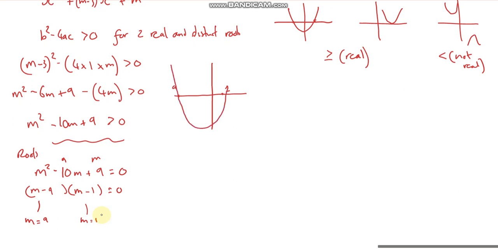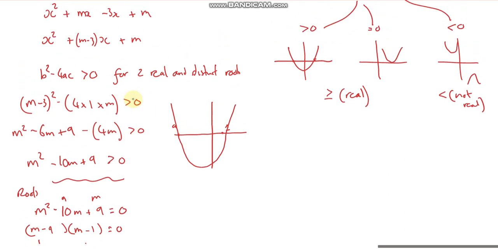And just draw, we've got a happy face, don't we? I've kind of missed the mark there, but you know what I mean. I'm going to have to redraw it, it's so annoying. So there's 1 and there's 9. Those are my roots. I've got a happy face, a happy minimum turning point because it's m squared. If it was negative, it would be the other way around. So those are your roots.